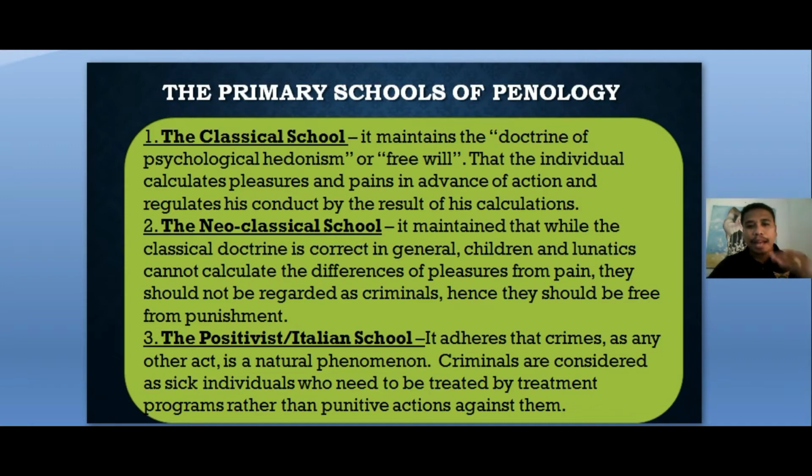So again, ang classical school wala ga exempt og person in terms of punishment. Neoclassical school, it exempts children, lunatics, those persons suffering from psychological disorder from punishment. And positivist school, on the other hand, assumes that criminals are like sick persons who needs to be hospitalized.